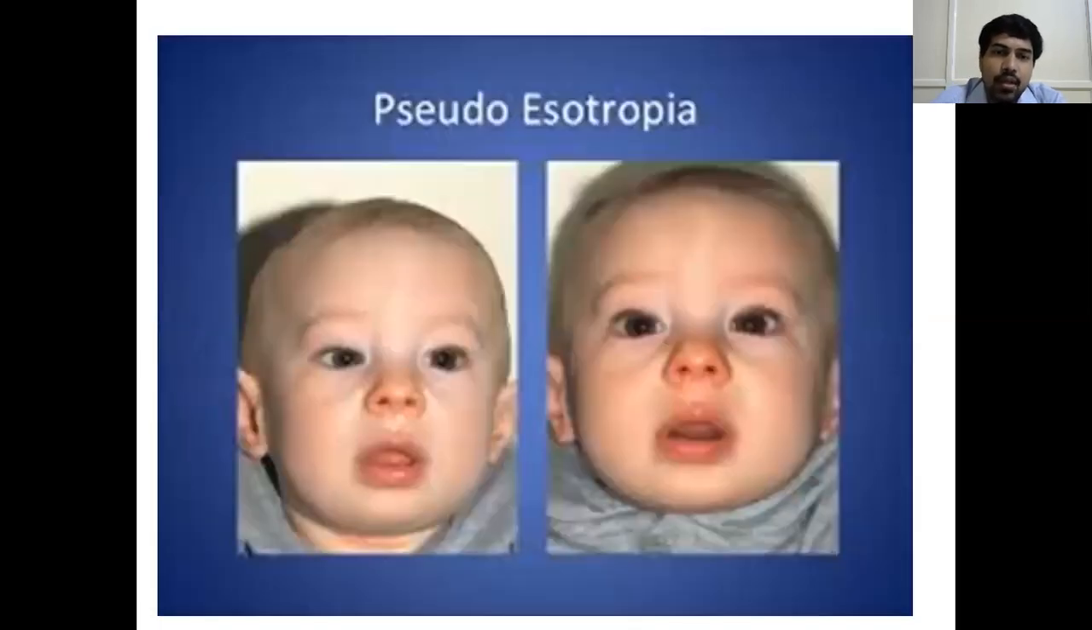Similarly here also you see there is a prominent epicanthal fold. Because of this extra skin, the sclera is not visible here. Here the skin is a little less, so the sclera is visible. That's why it appears as if the eye has deviated inside. This is pseudo-esotropia. Similarly, pseudo-exotropia.